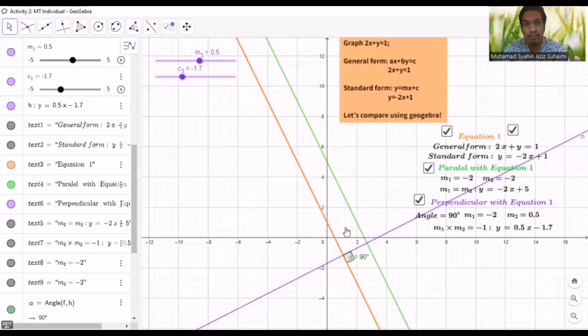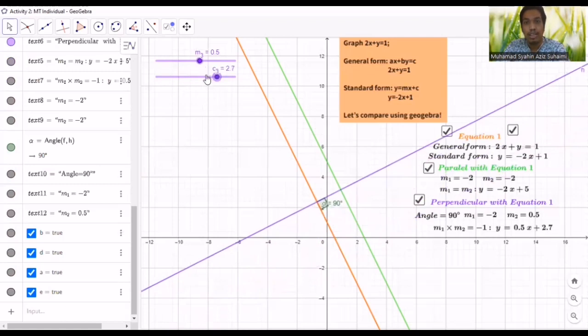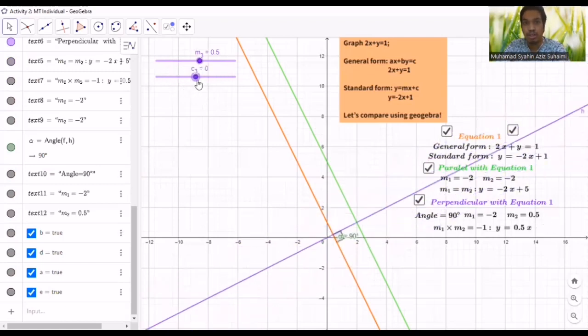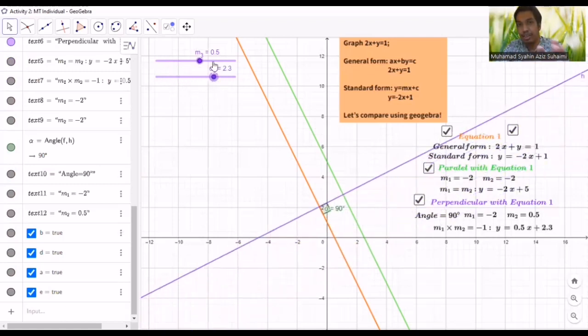And if we change the C value for this one, it will always be perpendicular. It will not change unless you change the m value, and then it will not be perpendicular. The same as the parallel one.